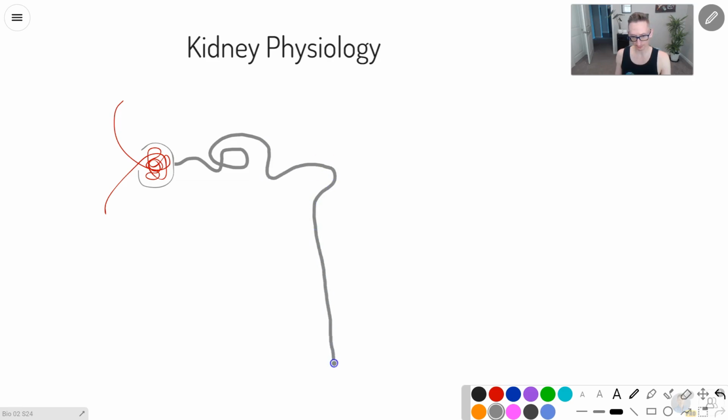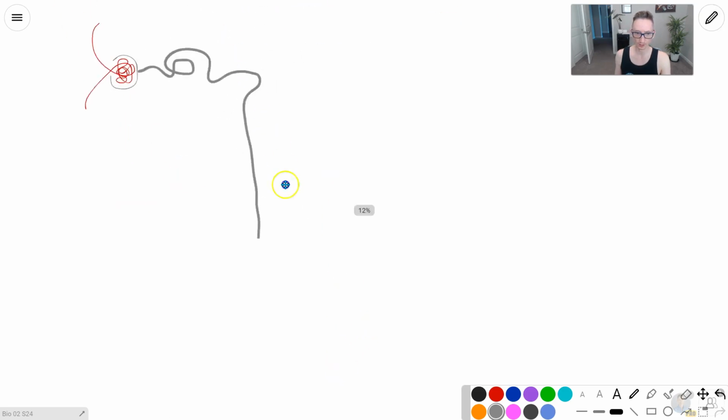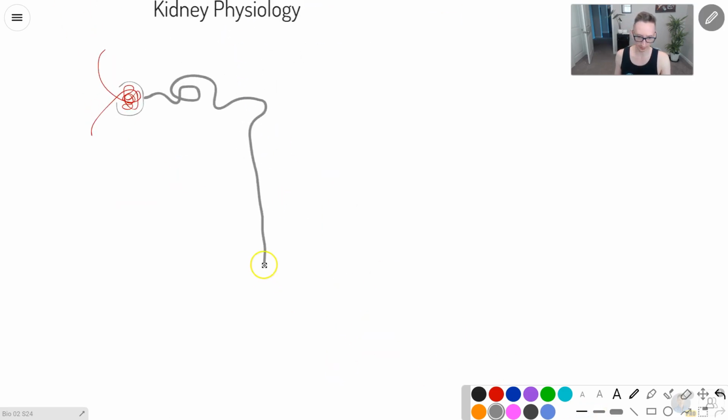We got all these capillaries coming up in here, and coming out. All right. What comes next? We got our proximal convoluted tubule. And then we go down into the descending loop of Henle.